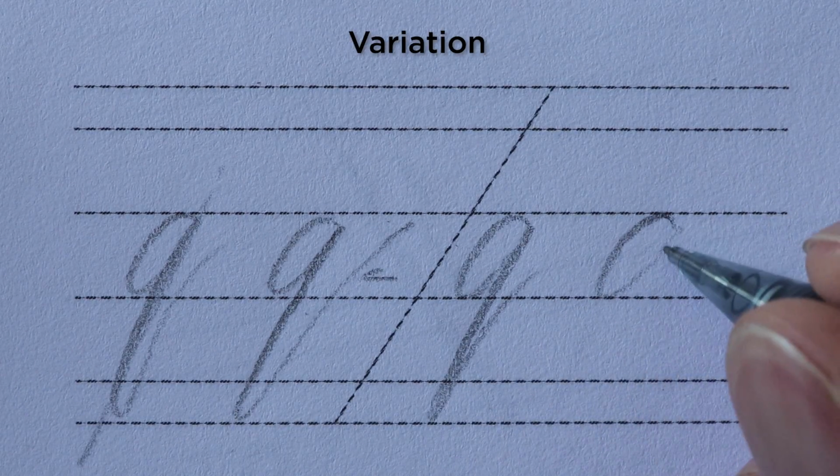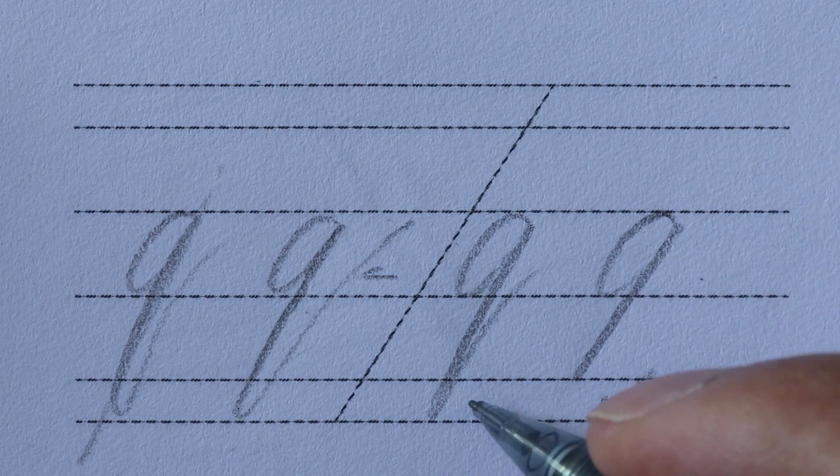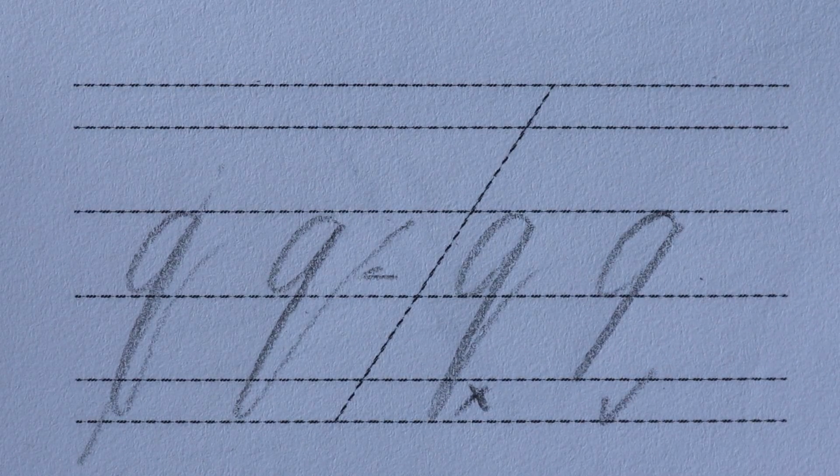By the way, in an easier variation, you can actually ignore the descender and finish the letter with a stem. I often use this form when I'm taking class notes because it helps me write quickly.